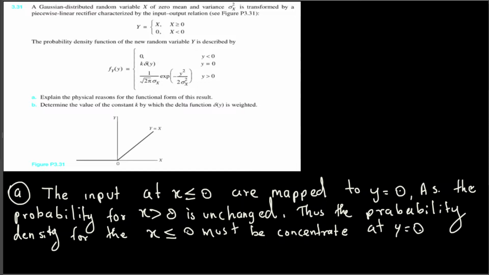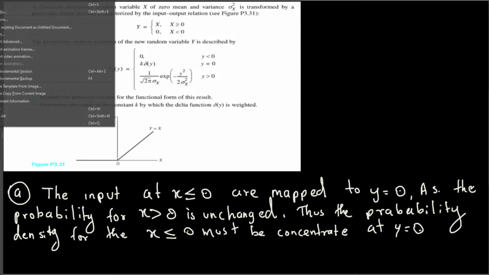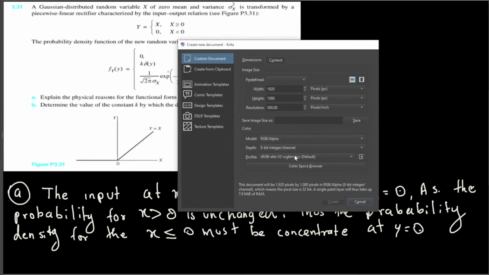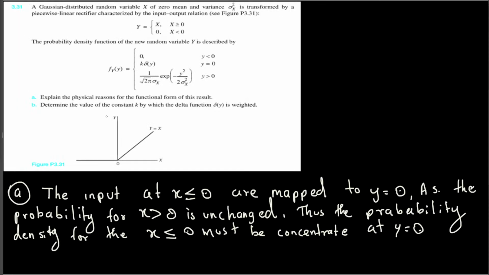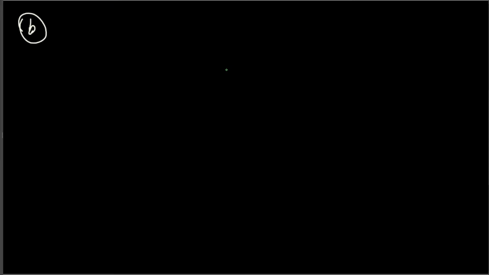And part B is asking: determine the value of the constant k by which the delta function delta(y) is weighted. Okay, let's look at that. In part B, we have to find out the k value that is multiplied by this delta(y) right here. In order to do this, we have to know this expression.